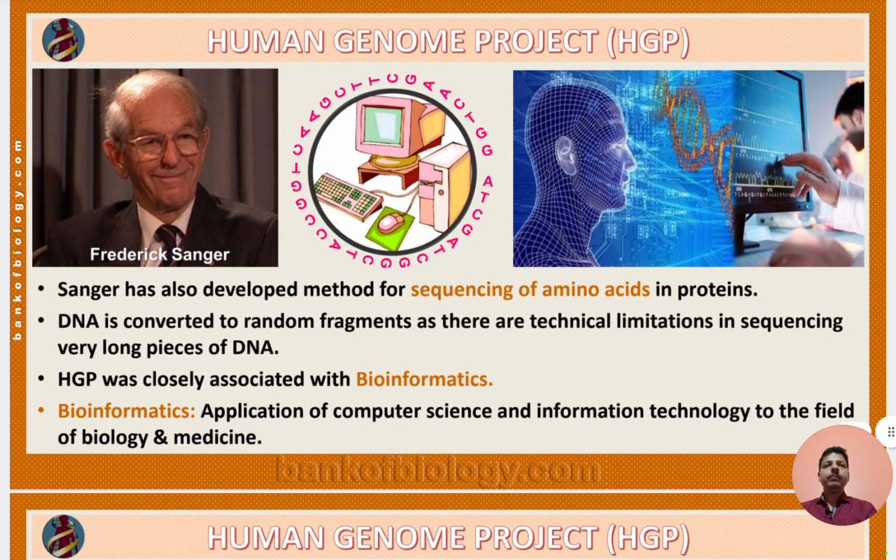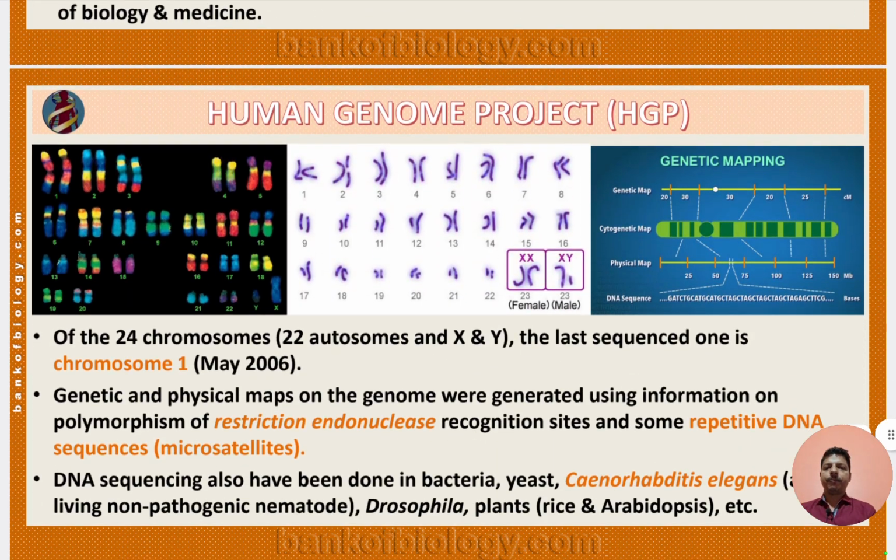Then Sanger has also developed a method for sequencing of amino acids in proteins. DNA is converted to random fragments as there are technical limitations in sequencing very long pieces of DNA. The Human Genome Project was closely associated with bioinformatics. Bioinformatics means application of computer science and information technology to the field of biology and medicine.